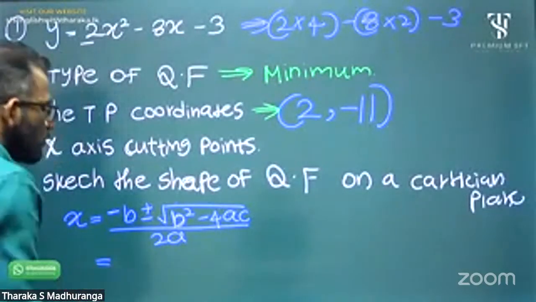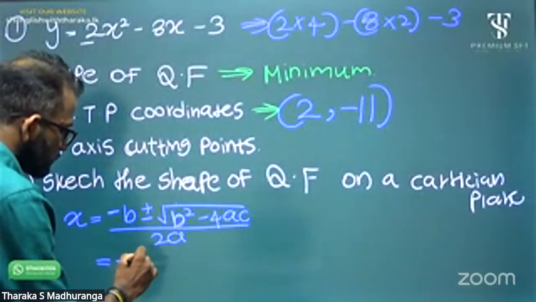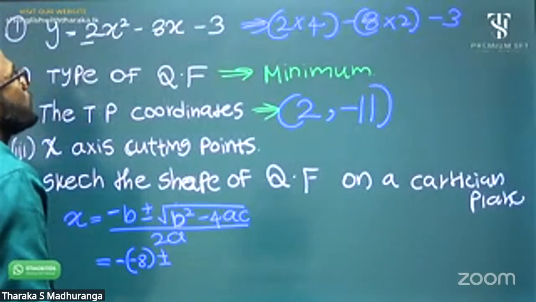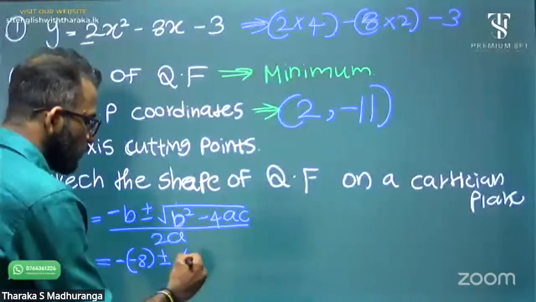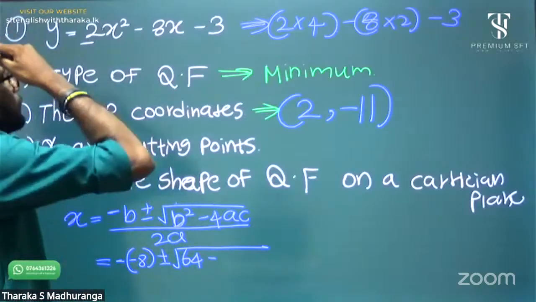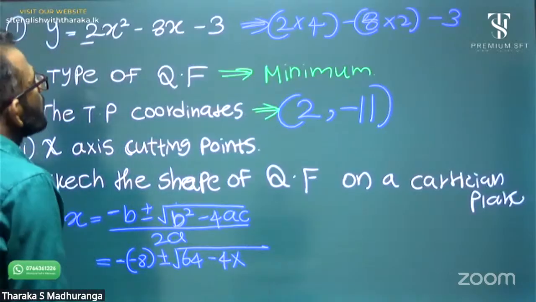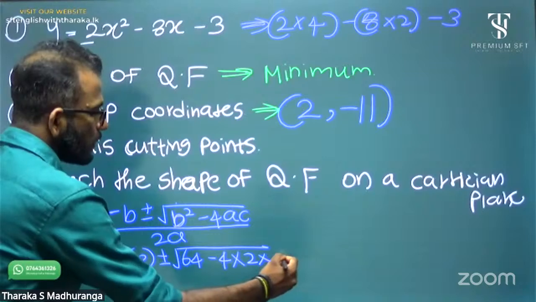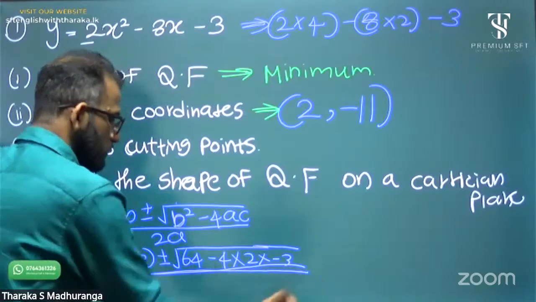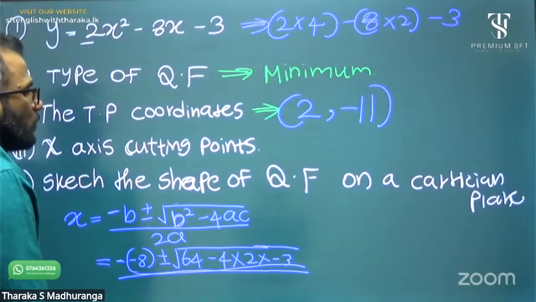Okay, just substitute into the equation. Minus b, minus minus 8, plus or minus square root of b squared, 8 squared, 64, minus 4 into a, 2, into minus 3, divided by 2a. 2a means 4.